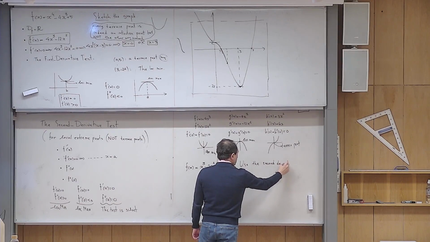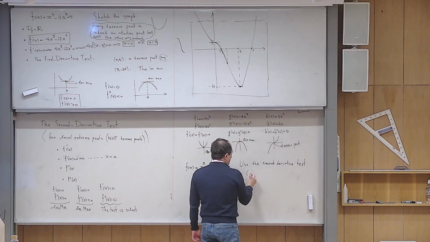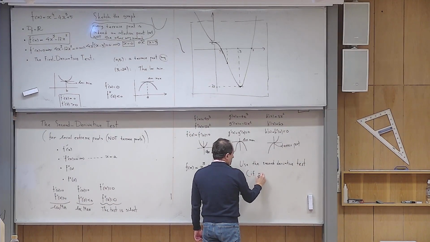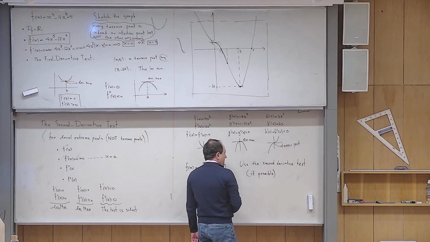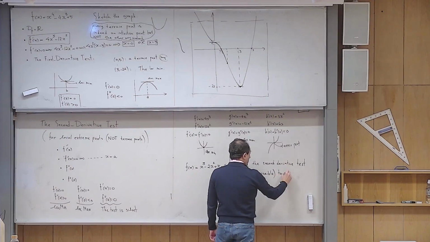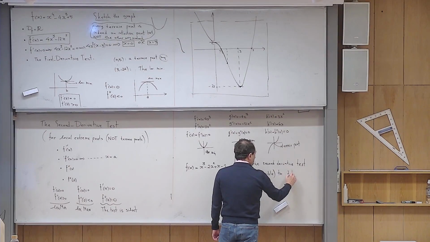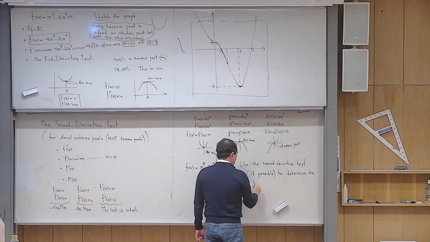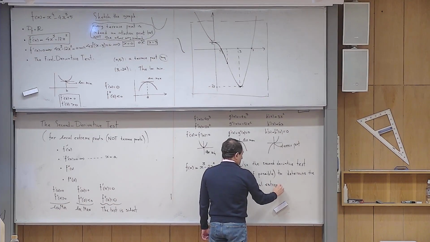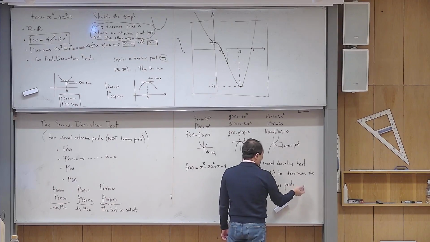Of course, whenever I say this, I always mean if possible, because you'll realize that sometimes it is not possible. Use the second derivative test to determine the local extreme points and specify the nature of them.